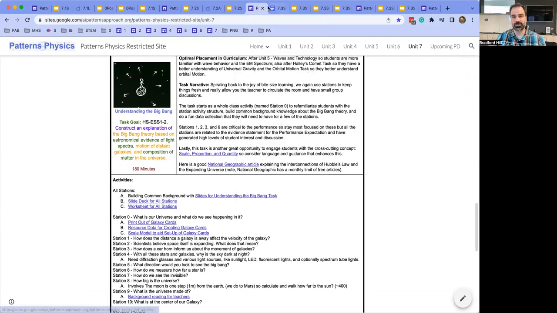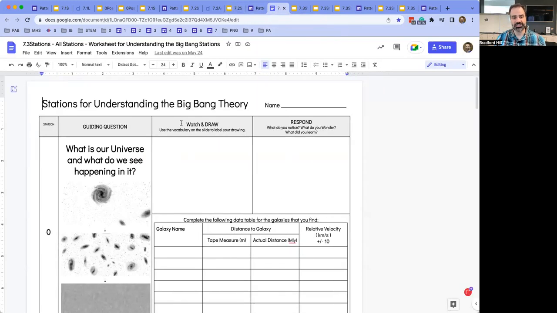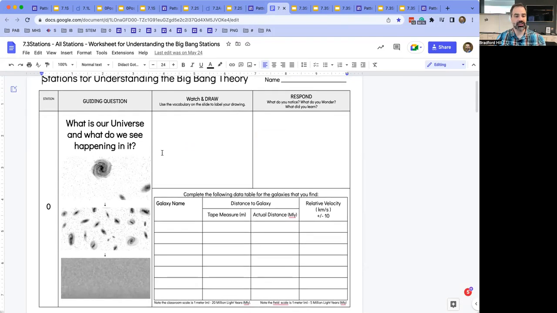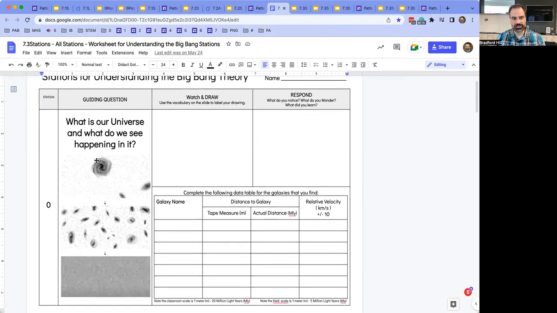All right, so this is a great unit. So this is stations. You know, we've had stations in units 4, 5, 6, 7. And again, each station, this one's 0, so everyone's doing it. And that is, what is our universe and what do we see happening in it?